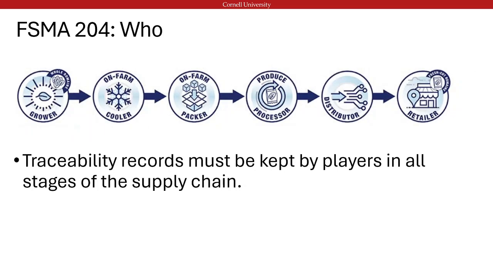And who? Well, it actually is everyone in the supply chain for foods that require these enhanced traceability measures. Basically, anyone who's storing or packing, harvesting, processing any food that's on the food traceability list, which we'll get to in a second, they must keep these traceability records, so no one is exempt.